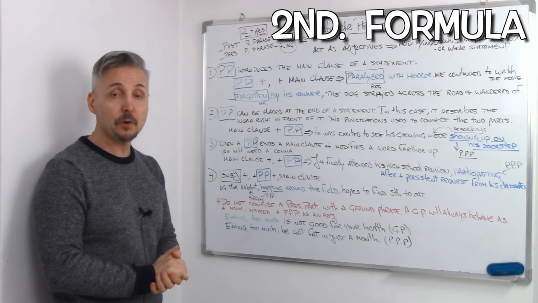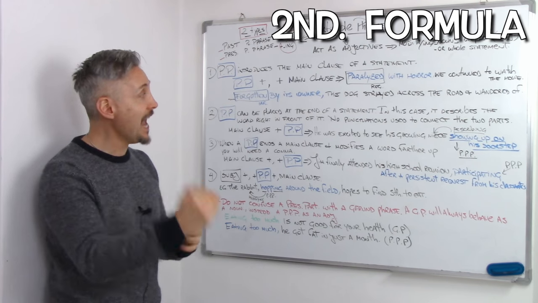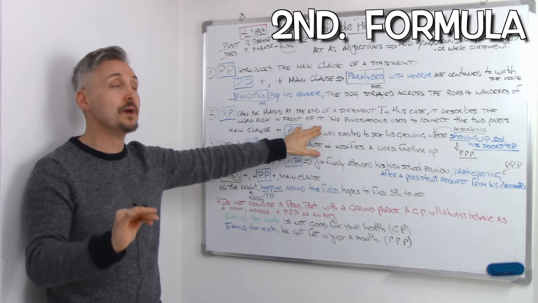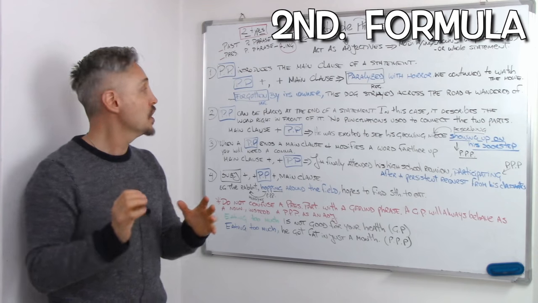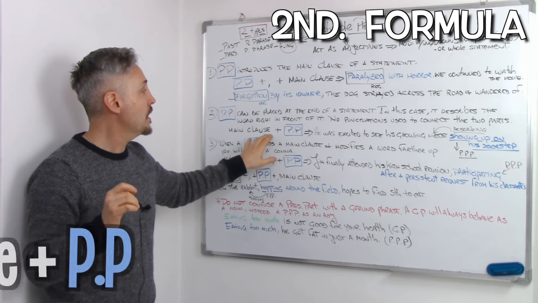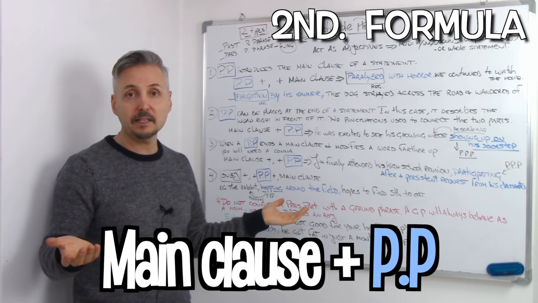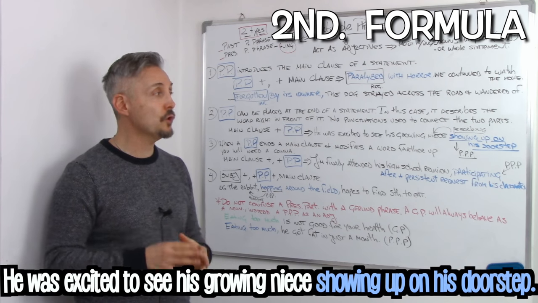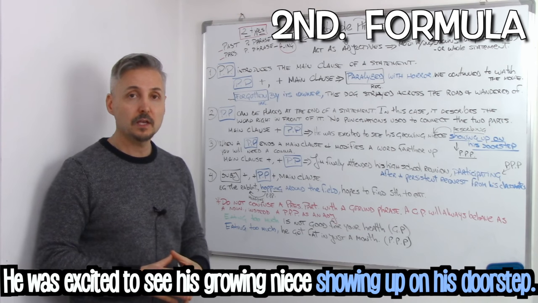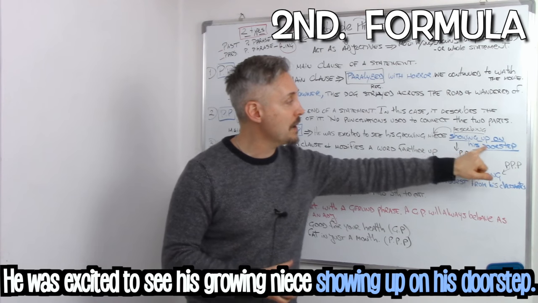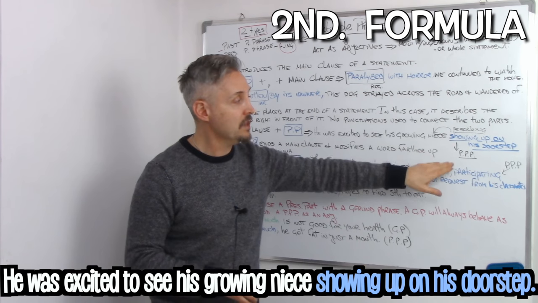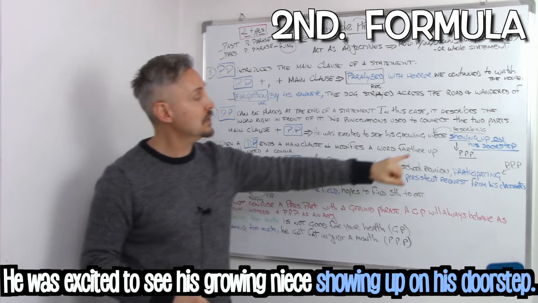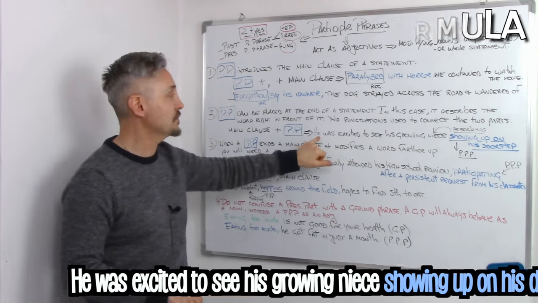So the second formula that I have for you is that participle phrases can be placed at the end of a statement. In this case, it describes the word right in front of it. No punctuation used to connect the two parts is needed. So we have the main clause plus the participle phrase, and that's it. We don't have a comma, we don't have punctuation here. And the example is, he was excited to see his growing niece showing up on his doorstep. So we have the participle phrase showing up on his doorstep, and showing right here is the present participle phrase because it ends with ing and describes his growing niece, okay? And not the subject, which is he.